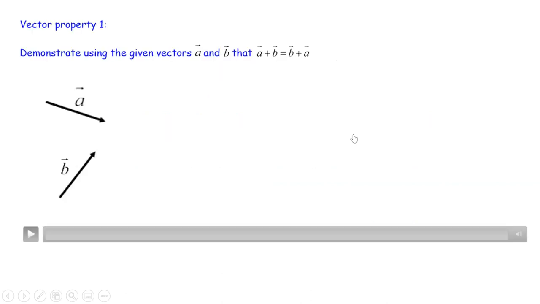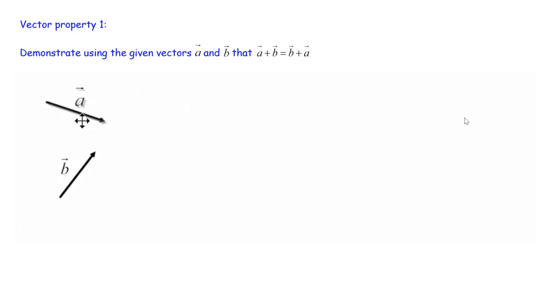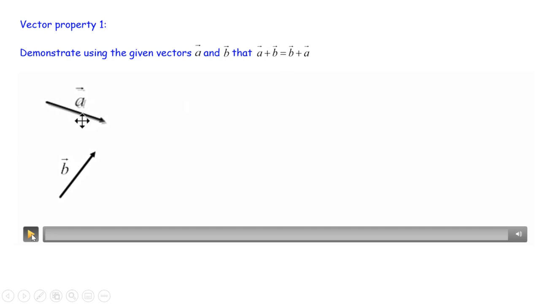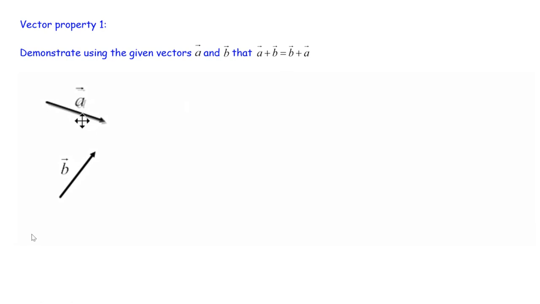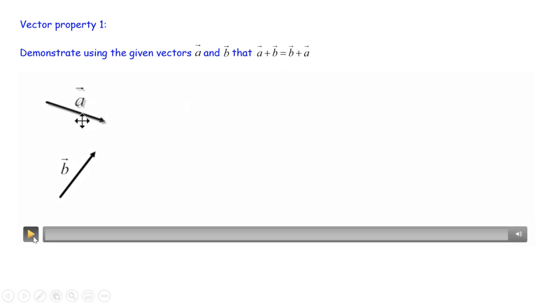So let me go back here. Let me pause that. I'm going to demonstrate the commutative property of vectors, which is something that I have mentioned before. I'm going to try to demonstrate that whether you add the vectors in one way or another way, the result is still the same. So here's a little animation that hopefully brings that point home. Here we go.